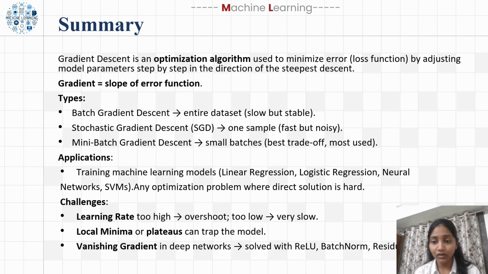If we cannot reach the global minimum, the error will be stuck at the local minima. And vanishing gradients happen in deep networks. So this was all.